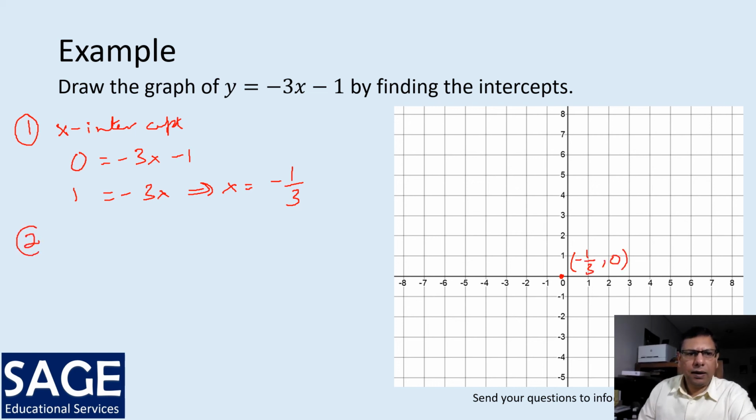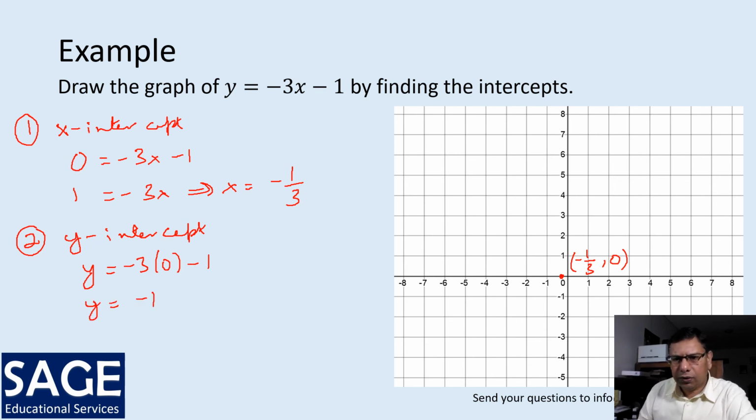And then I find the y-intercept. For that, I will make x is equal to 0. So negative 3 times 0 minus 1, which gives me y is equal to negative 1. So right here, 0, negative 1 is the y-intercept, and the next thing I need to do is just draw the best straight line.